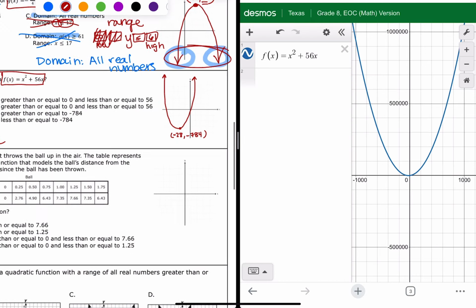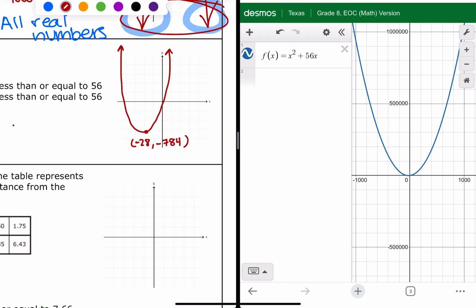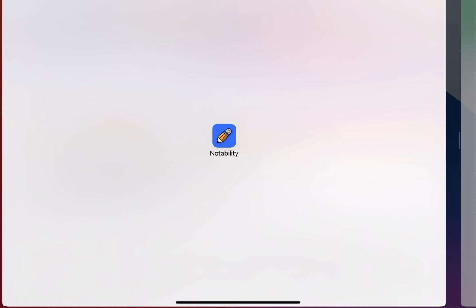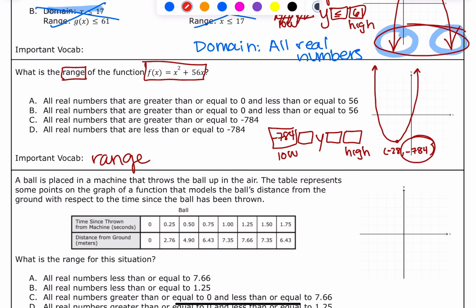So now, I know when I'm dealing with range, I'm dealing with box, box, Y, box, box, low to high. If I'm looking at my Y values, it's negative 784. So I know my answer needs negative 784. Looking at my answers, I have 56, 56, 0, 0, negative 784, negative 784. That means A and B are not possible because they're not the Y value.